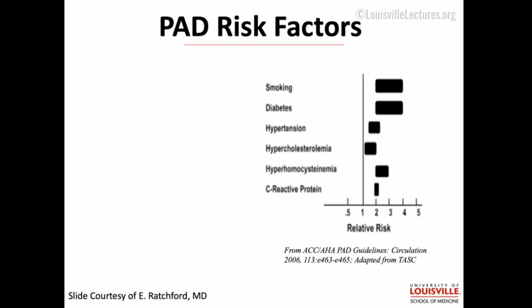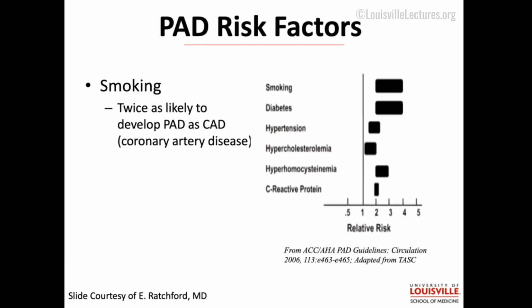This is just looking at the risk factors for peripheral arterial disease. Remember that atherosclerosis is a systemic illness. These are all of your risk factors for coronary artery disease, right? So if one vascular bed is affected, it's highly likely that others are going to be affected as well. However, smoking really leads to peripheral arterial disease even above and beyond coronary artery disease.